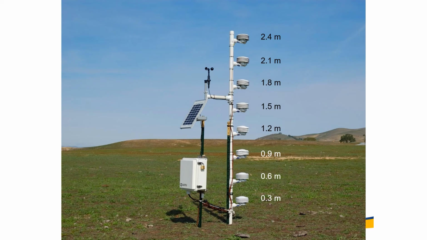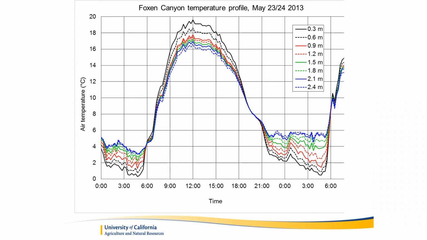Okay, next. When we talk about temperatures, an important concept to keep in mind is that temperature varies with distance from the ground. In the middle of the day, the air temperature is much hotter closer to the ground than it is at some height above the ground. And this is one of the tools that I use to measure that relationship.